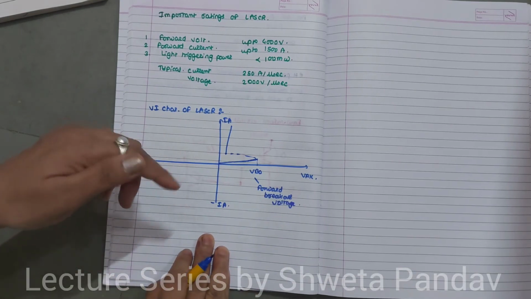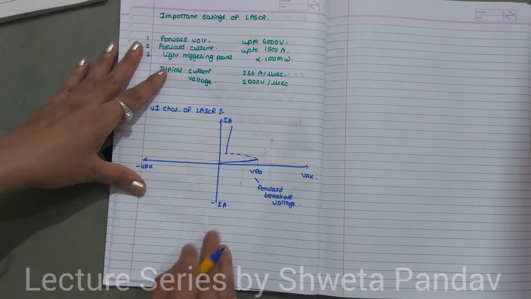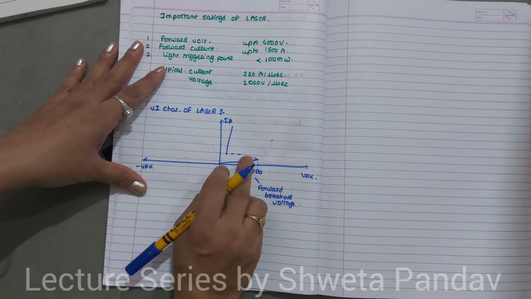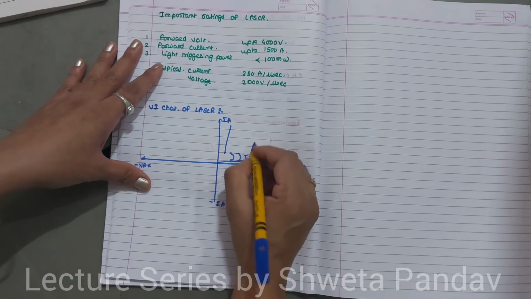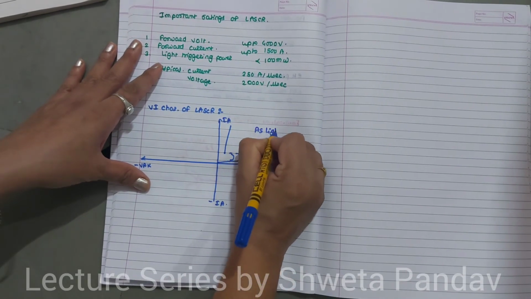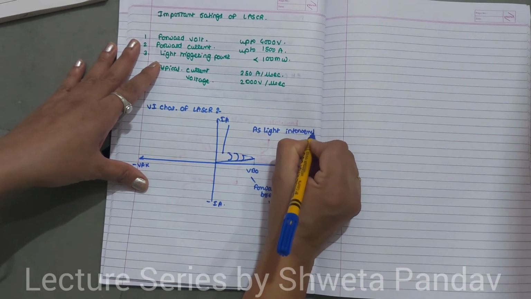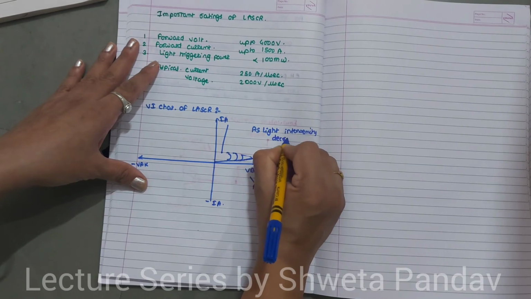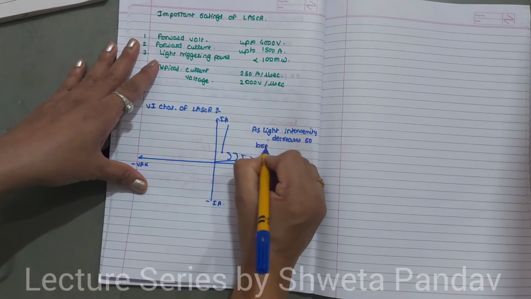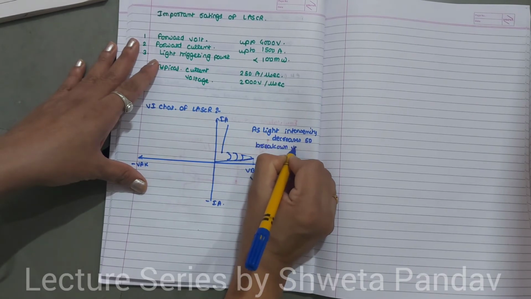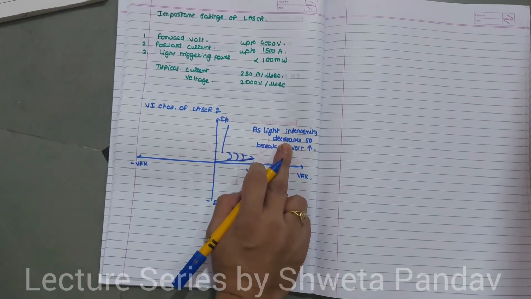As we had seen in SCR, there we had different gate currents. Now here we have the intensity of light. As light intensity decreases, the forward breakover voltage, so the breakdown voltage, increases.